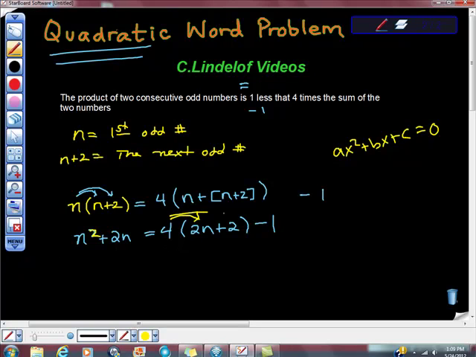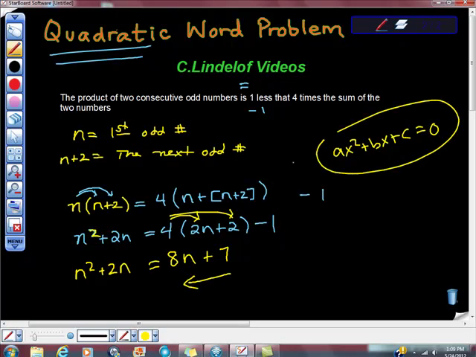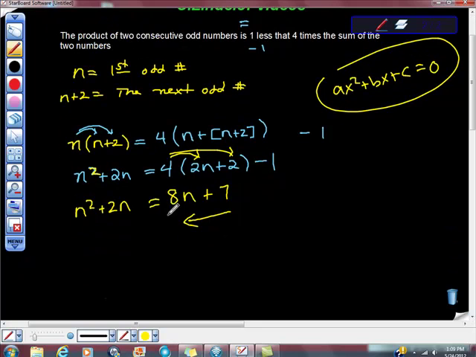I'm going to distribute this through, and it's going to turn into 8n plus 8 minus 1. Everybody cool with that? So plus 7 is equal to n squared plus 2n. I want to move everything over to this side to get it into this form. So I'll take 8n away from here, and I'll take 7 away from here, and I'll get n squared minus 6n minus 7 equals 0.